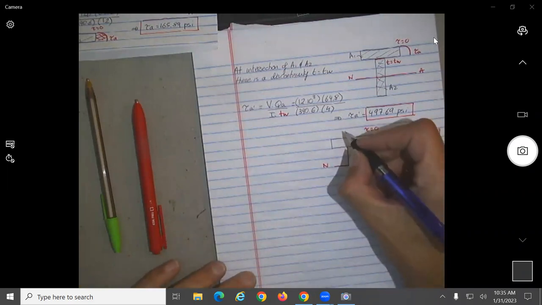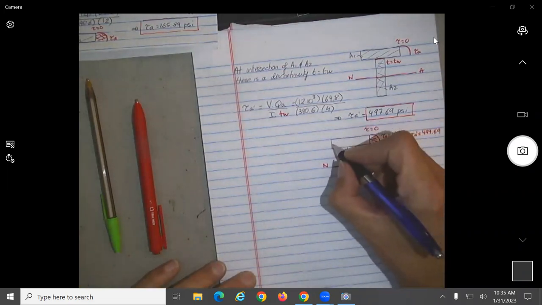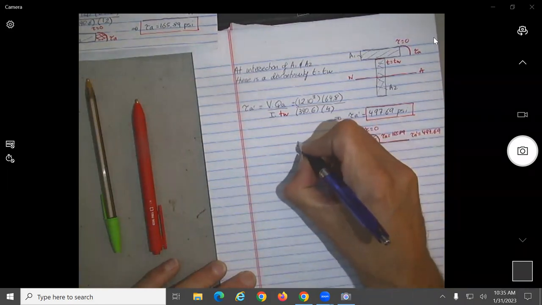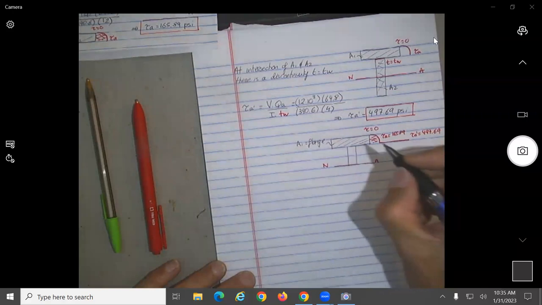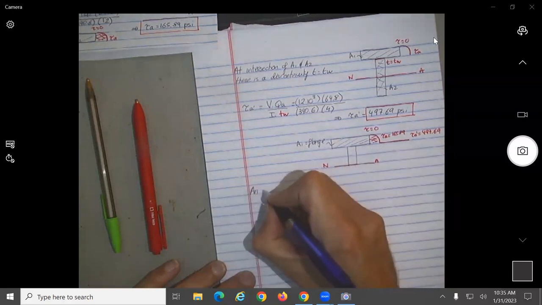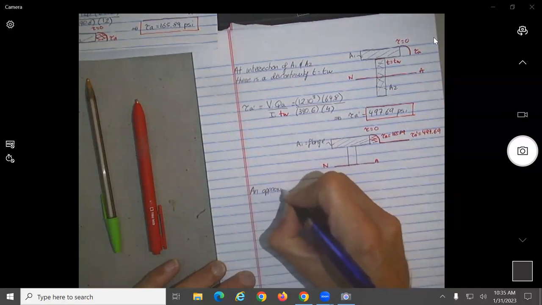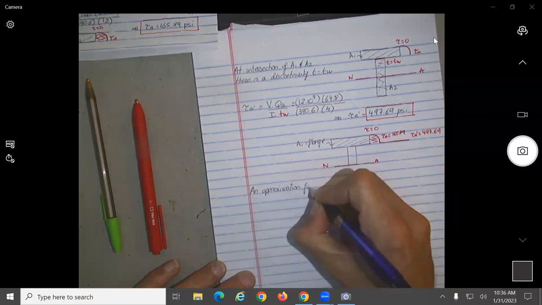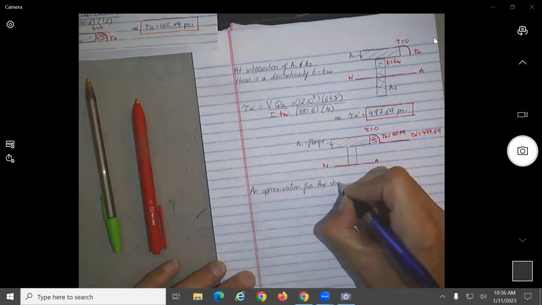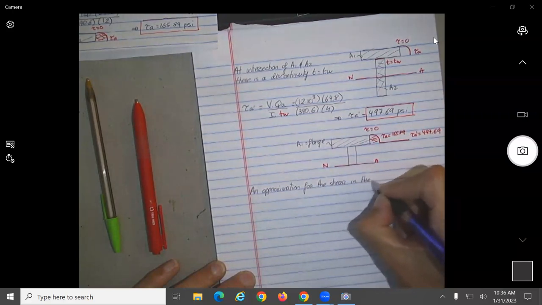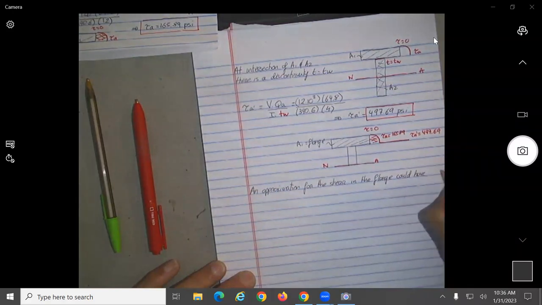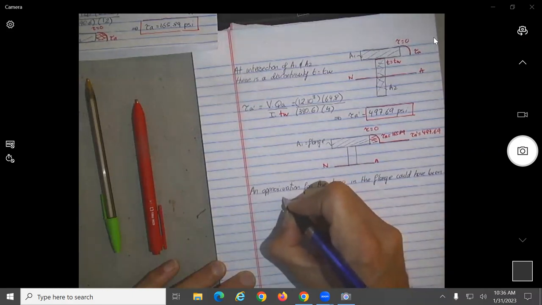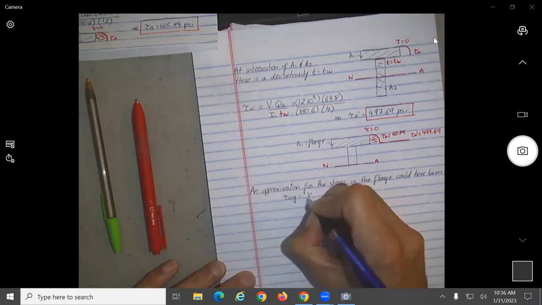Okay, so here, this is not part of the problem, but just to show this. So this is A1, this is what is known as the flange, no? All right, so we have here all the values, an approximation for the shear in the flange. What did we say before? Do you remember we said we could have used, instead of the calculated, some type of average, no?